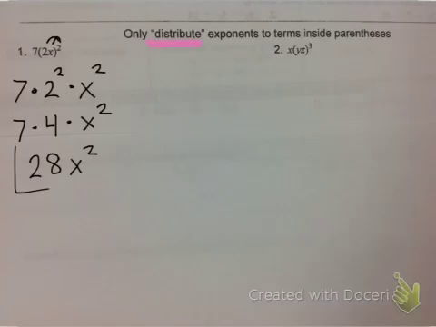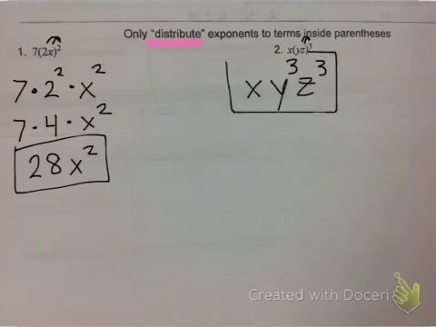Do not square that 7. It is outside the parentheses. Same idea for number 2. That x does not get cubed because it is not inside the parentheses. Okay, so you get x, y cubed, z cubed.